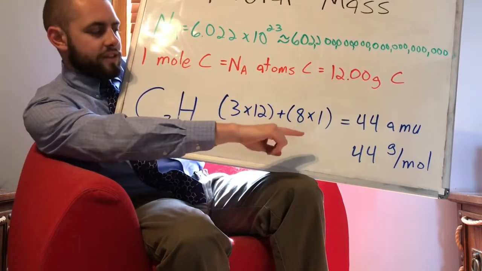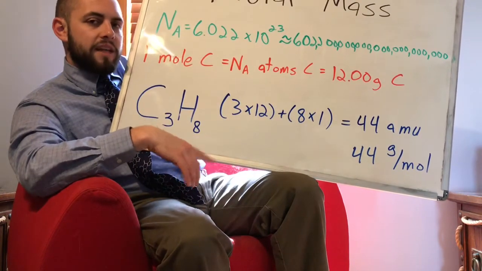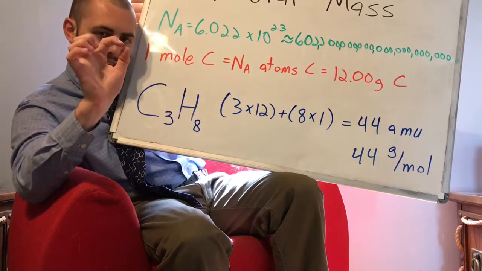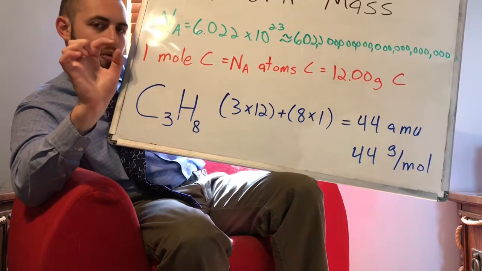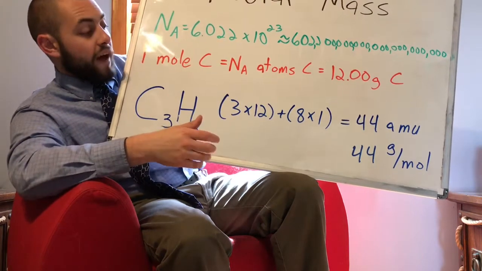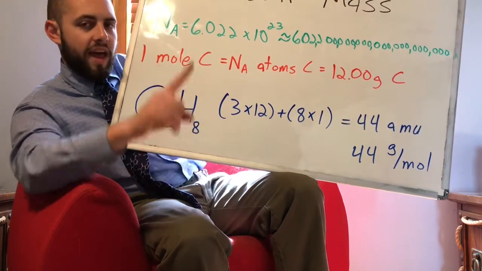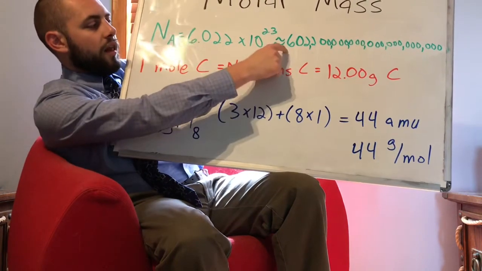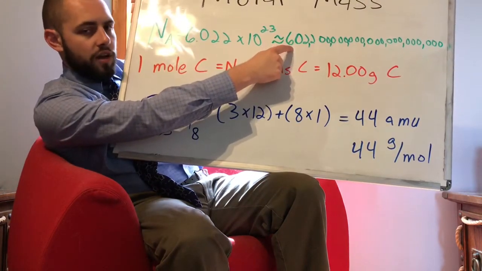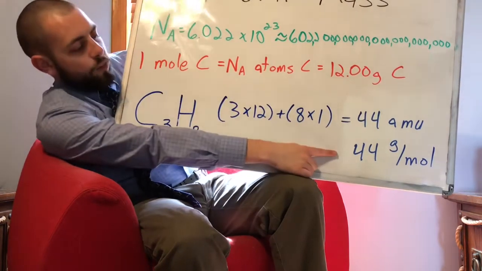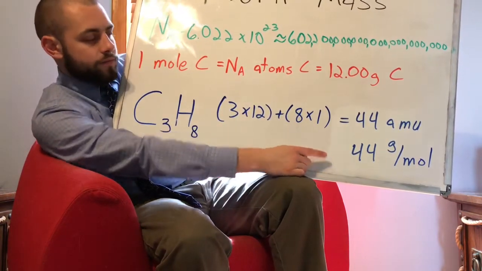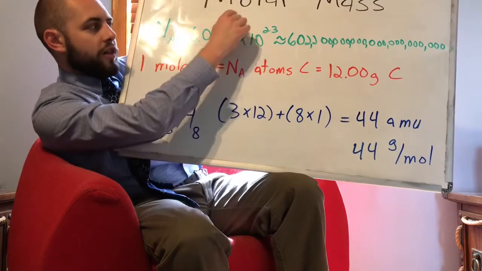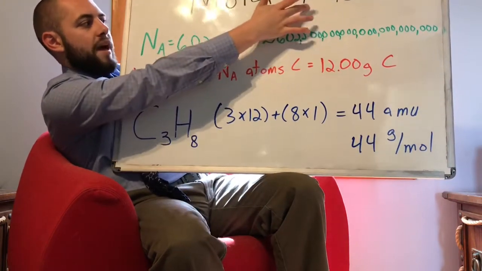44 atomic mass units, that is the mass of one individual molecule. One teeny tiny particle of propane. But if I had a bunch of propane, if I had 1 mole of propane, this many particles of propane, then it would be 44 grams. 44 grams per mole. We call that the molar mass.